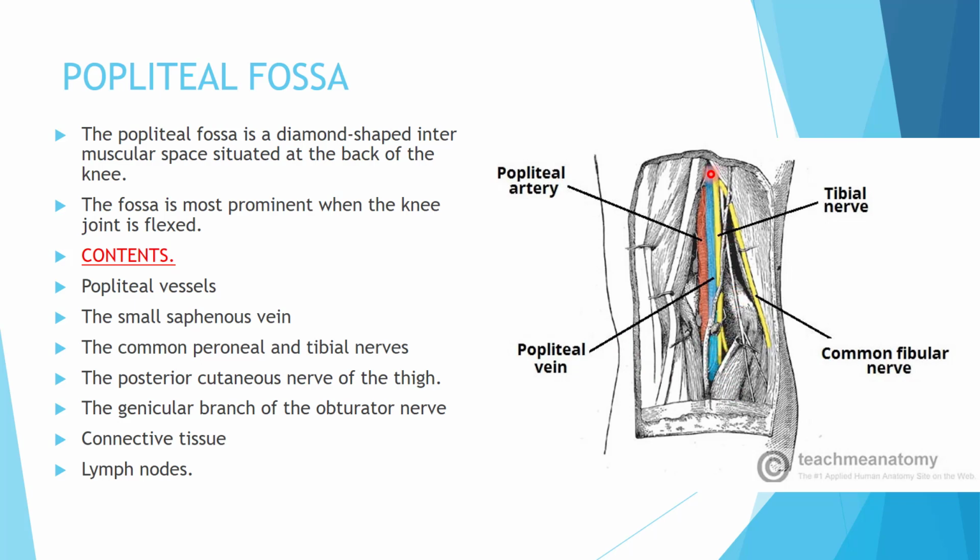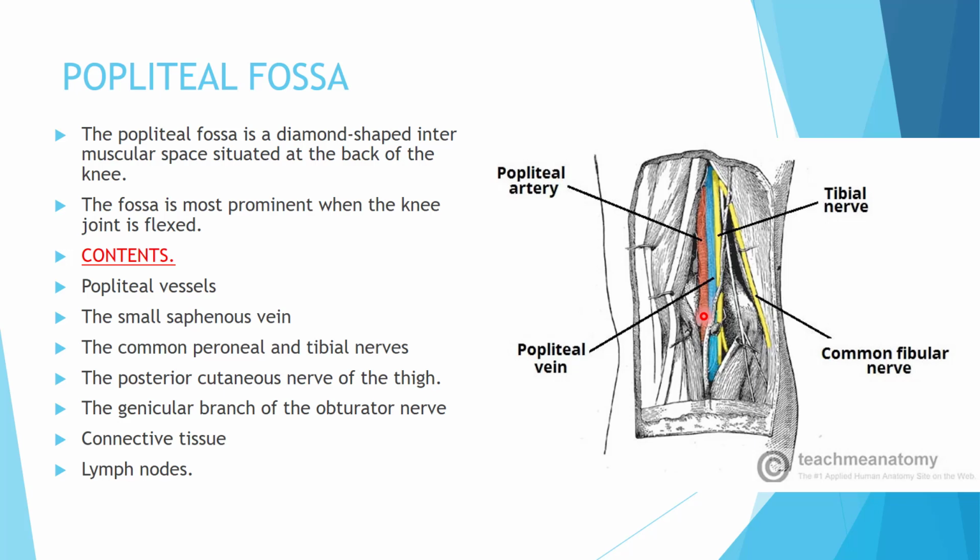Then there are two nerves. See here in this diagram, there are two nerves which are common peroneal nerve and the tibial nerve. These are the branches of the sciatic nerve. Then there is another nerve which is called the posterior cutaneous nerve of the thigh, and there is the genicular branch of the obturator nerve. Obturator nerve is the nerve of the medial compartment of thigh. Along with all these contents, there is connective tissue and lymph nodes.